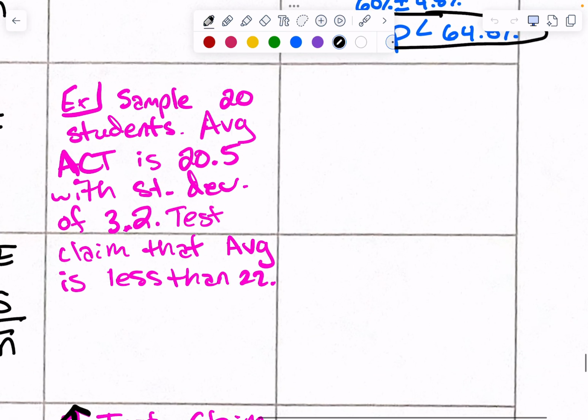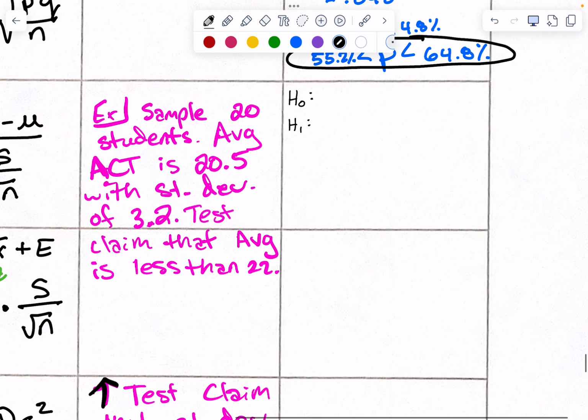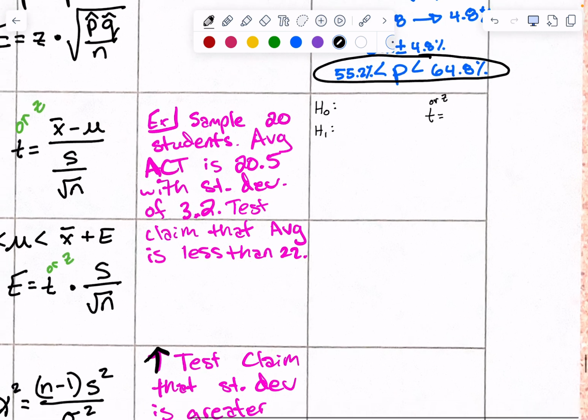All right, let's do our hypotheses up here. H naught, H1. Okay, and we are doing T. I'll put it over here. T equals, I'm going to say T or Z, because we've got to figure out which one it is. Okay, example: 20 students. The average ACT is 20.5 with a standard deviation of 3.2. Test the claim that the average is less than 22. So my average is in fact less than 22, but is it significantly less than 22? That's what I've got to figure out.